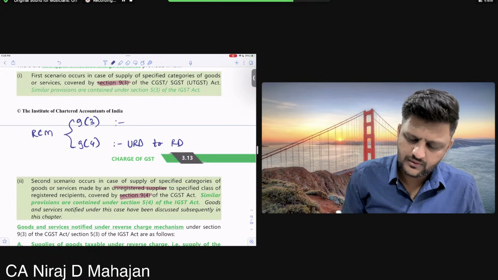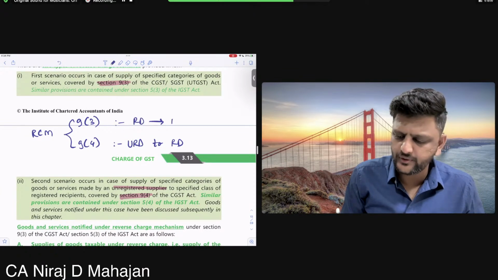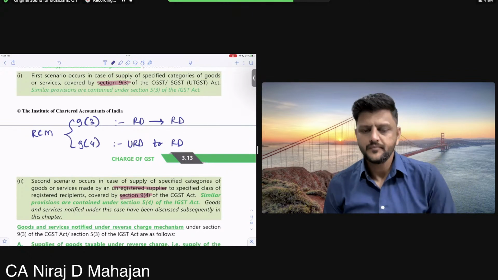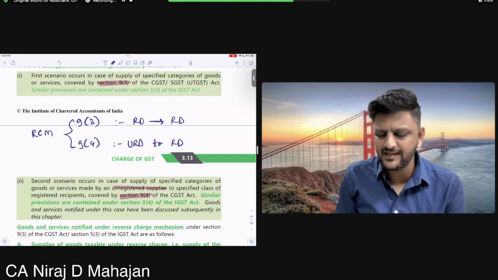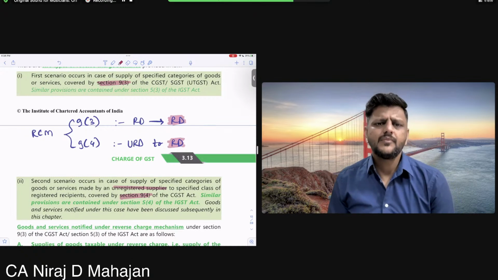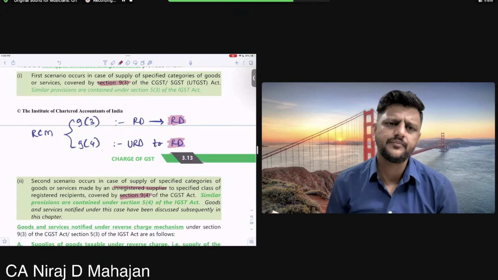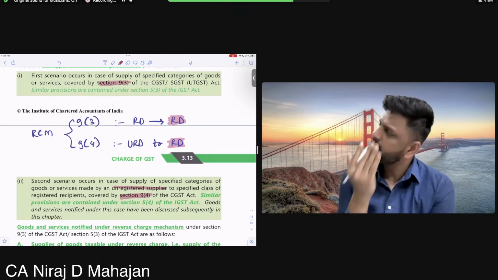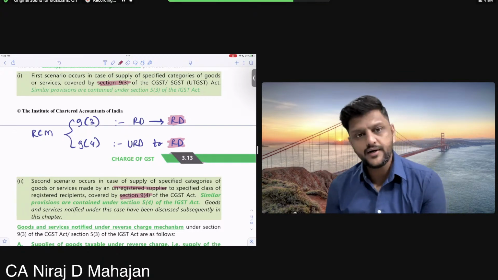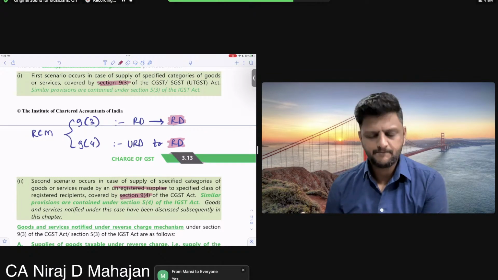And here, specified categories. So the other remaining will be what? RD to RD only, right? See, who will be doing the compliances? This guy. So this has to be registered or not? Who will be doing the compliances? Registered, the recipient is registered. So one case is URD, the other case is what? RD to RD. Clear till here, everybody? Fine.